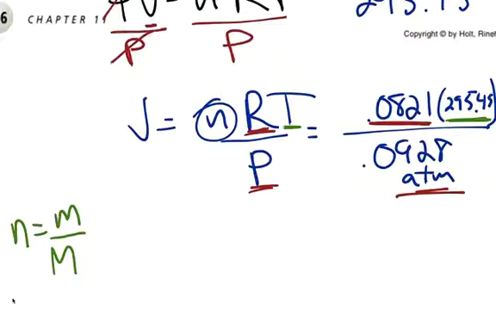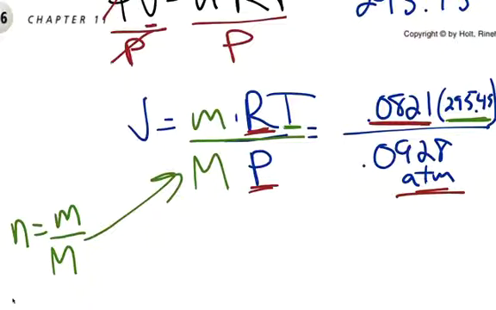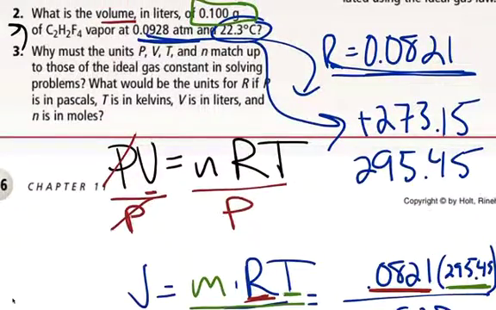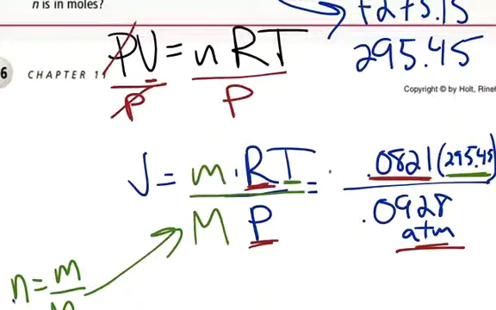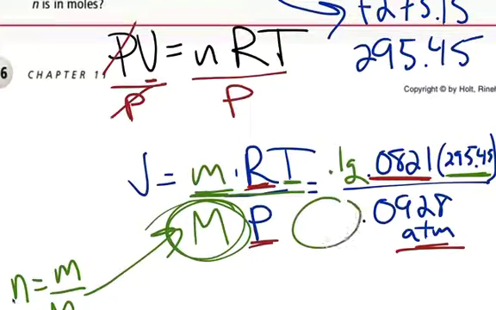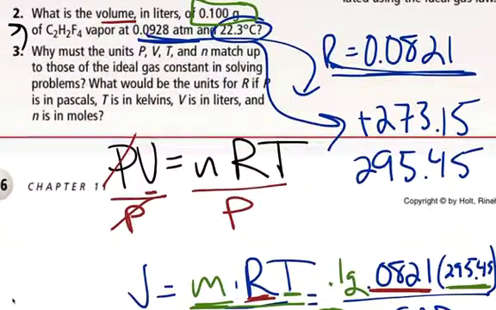So I could do this. I could substitute that in for n in this position. So if I erase n, now I have mass over molar mass in my equation. So I can put them right into the equation. So what do we have for our mass? 0.1 gram. I'll put that on top, 0.1 gram. Now, if I'm using mass on top, I have to find the molar mass of that gas to put on the bottom. Well, what is the molar mass of my gas?